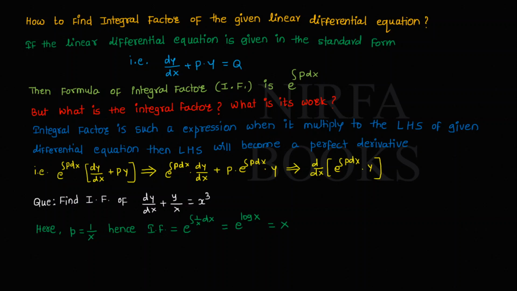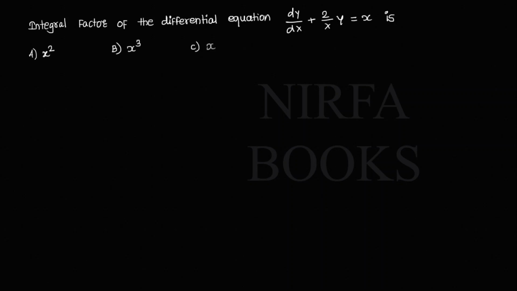So when this type of question will be asked, integral factor of the differential equation dy by dx plus 2 by x into y is equal to x, and the four options are given to you. The first option is x square, another option is x cube, third option is x, and fourth option is x raised to 4. So how can we find the integral factor? By using our regular method.